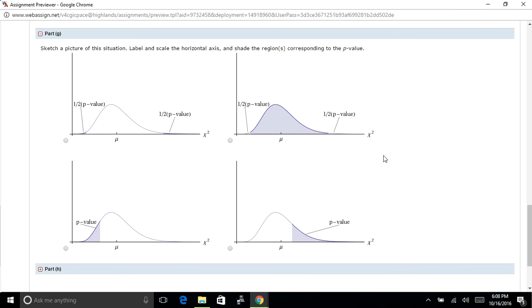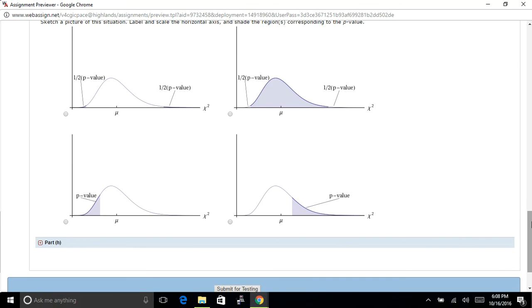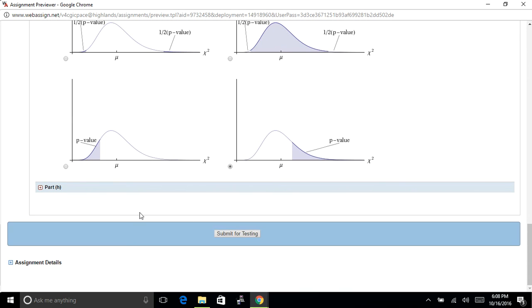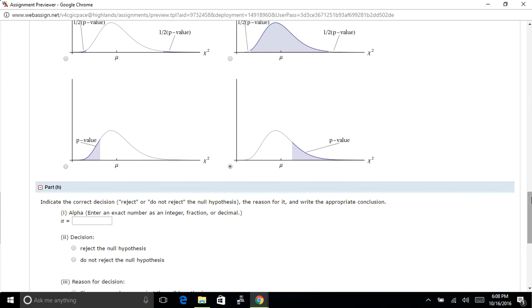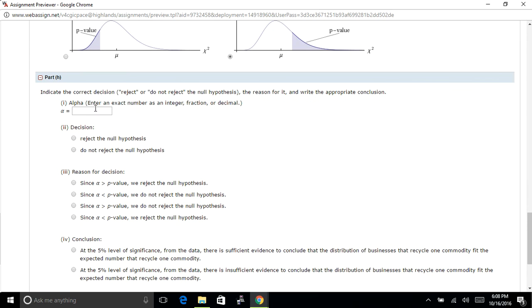So down here, it wants you to sketch a picture. This is the best part of chi-squared. Chi-squared values are always right-tailed tests. Your p-value will always be right-tailed or a greater than. So this up here is two-tailed. That won't work. This is between, and that won't work. This one is left-tailed. That won't work. So this one is the correct one. It's the one that's right-tailed, and that will always be the case. So down here it wants my alpha, and again, remember it's 0.05 because it's a level of significance.